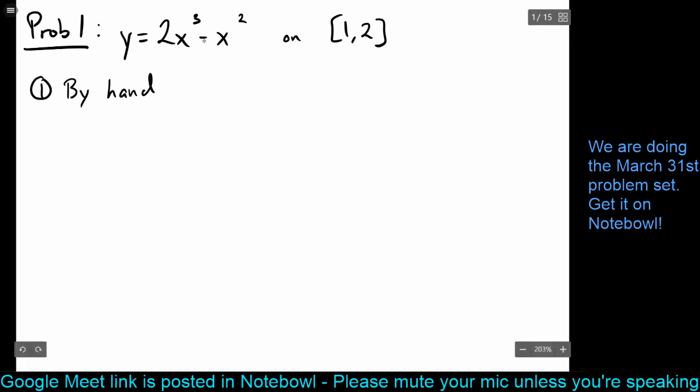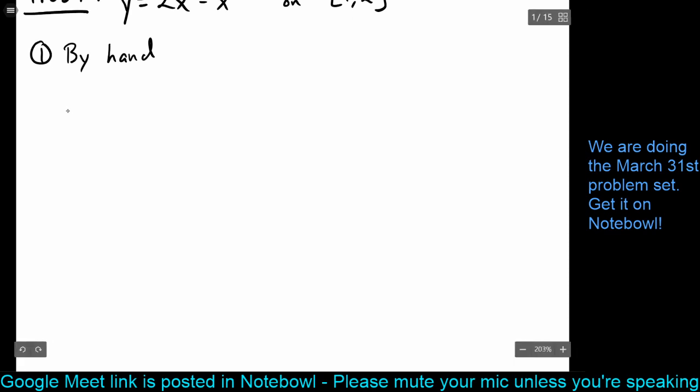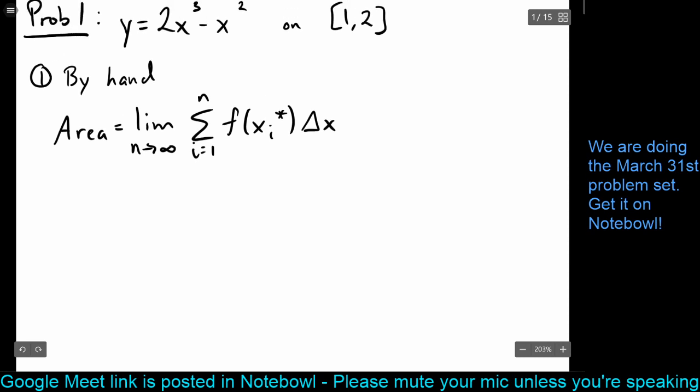So yeah, we're trying to find the area under this graph from 1 to 2. I want to do this by hand first. When we do this by hand, basically what we're saying is we want to compute this area as the limit of the Riemann sum. We can use left endpoints, right endpoints, midpoints. I think it's always best to just use right endpoints here because it's a lot simpler, the delta x's.